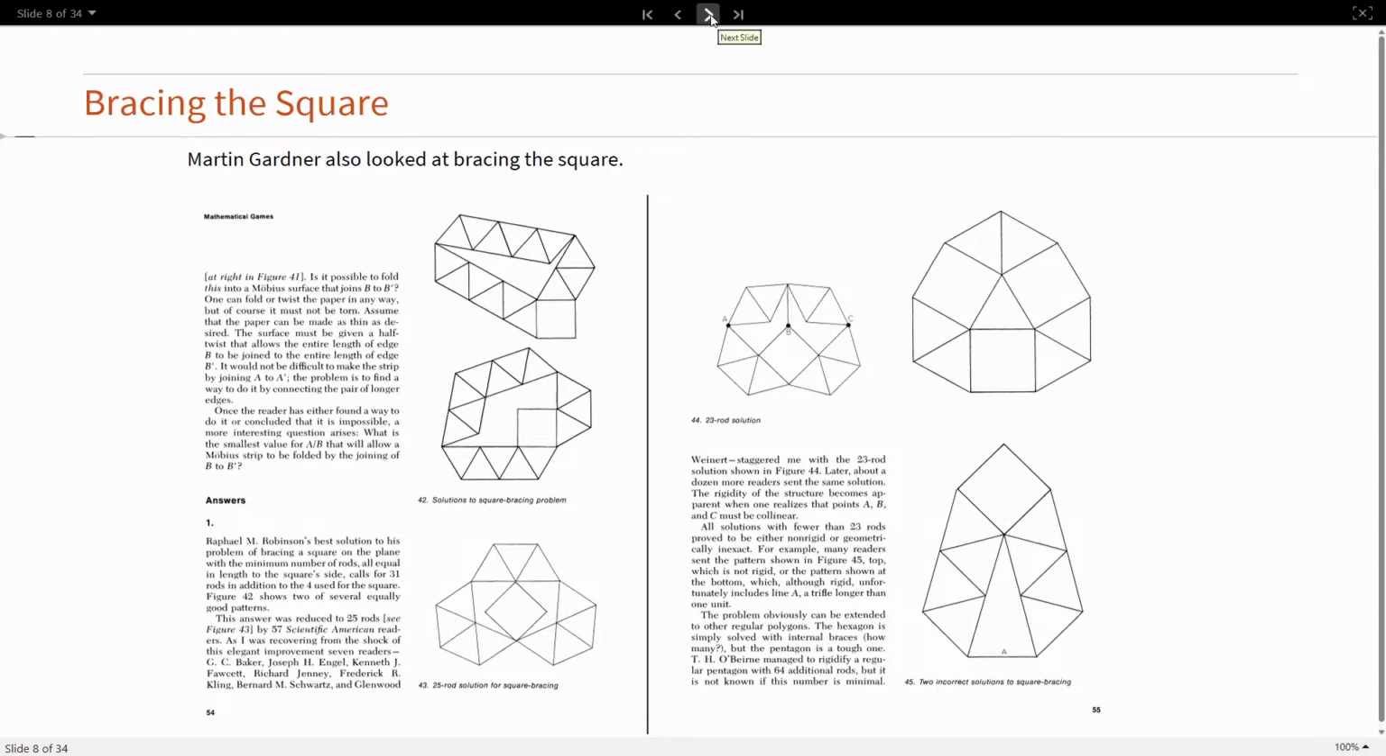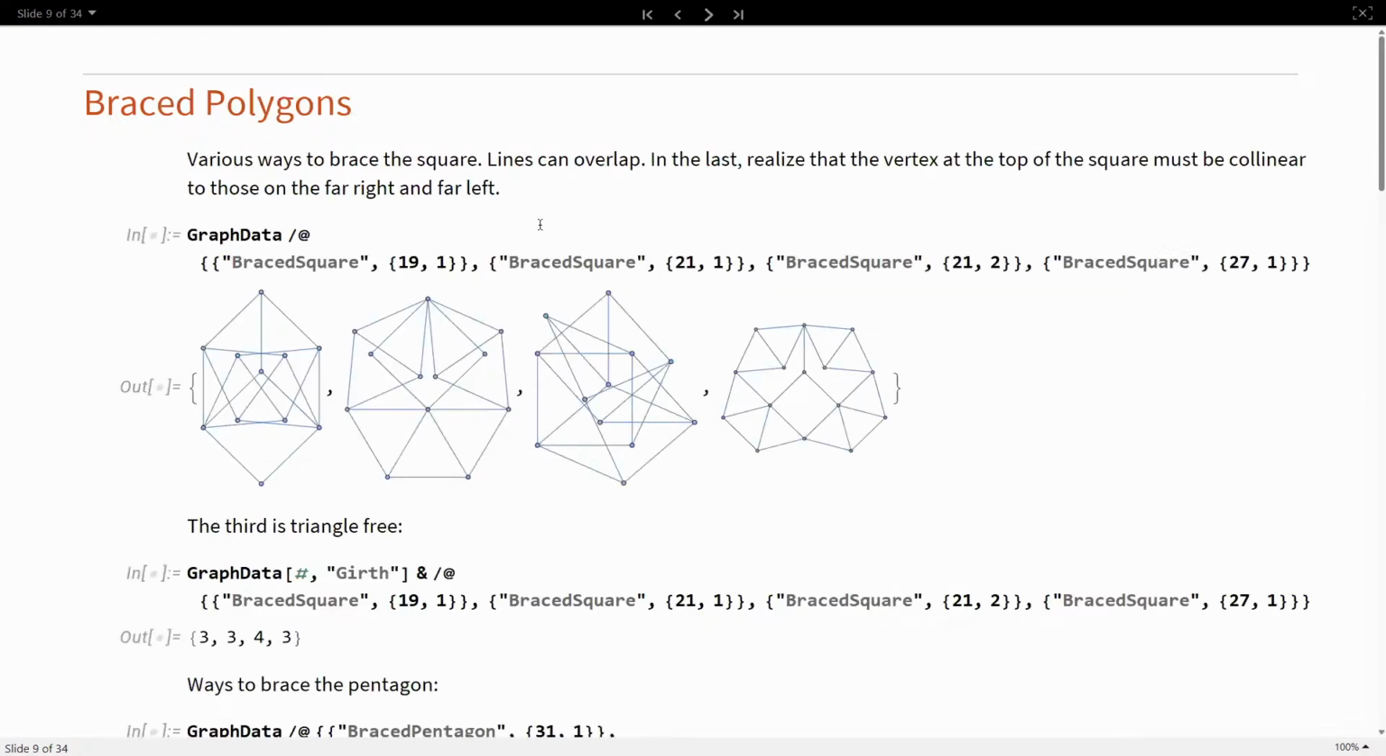So this is from one of his columns, and we've got graph versions of some of these. This is an overlapping version of one of the first brace square examples, and this is an overlapping version of the 23 rod solution.